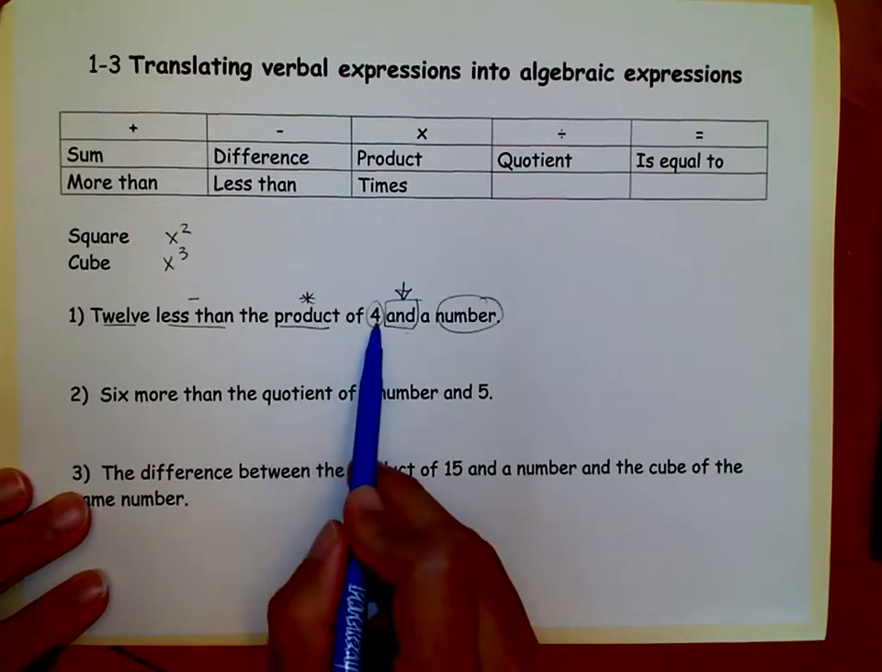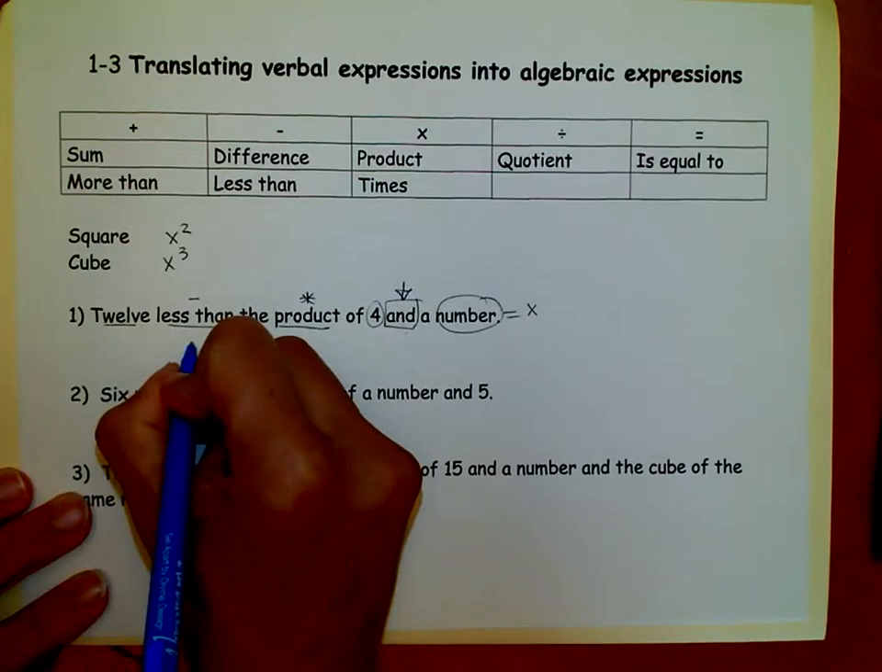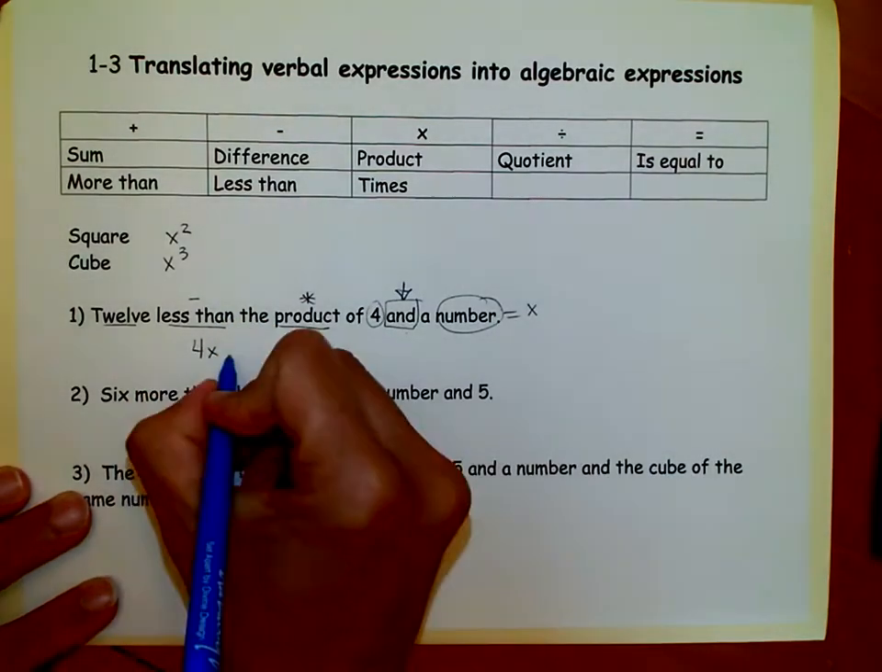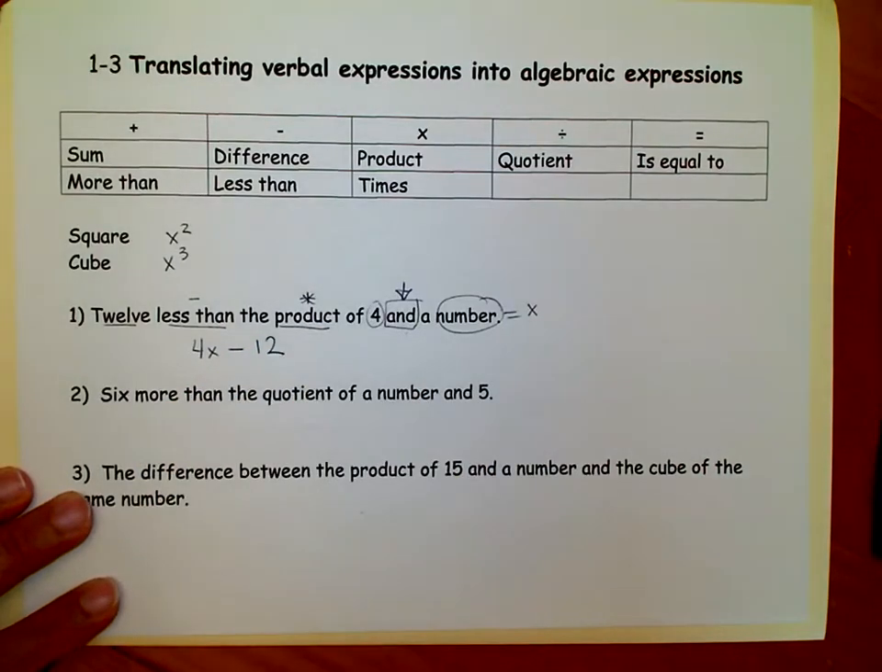So let's do the product of 4 and a number. Let's say our number is x, then we'll have 4 times x. So that is our product. And then it's 12 less than that, so I subtract 12 from that. That is the correct answer.